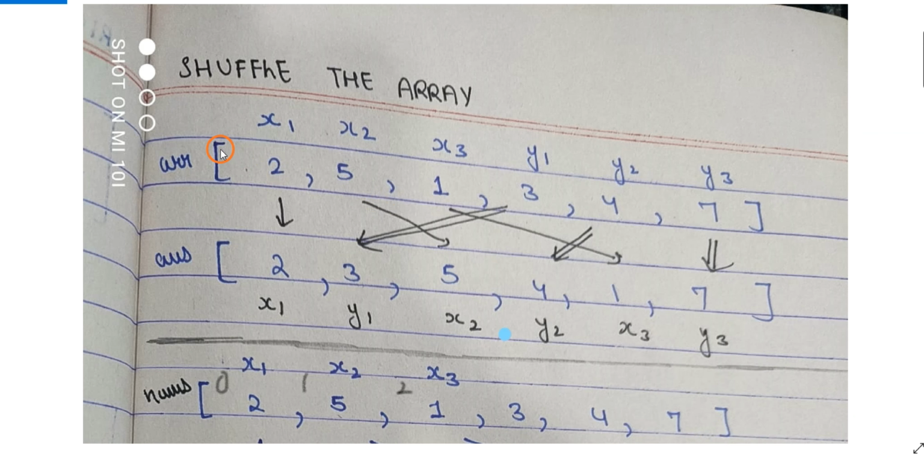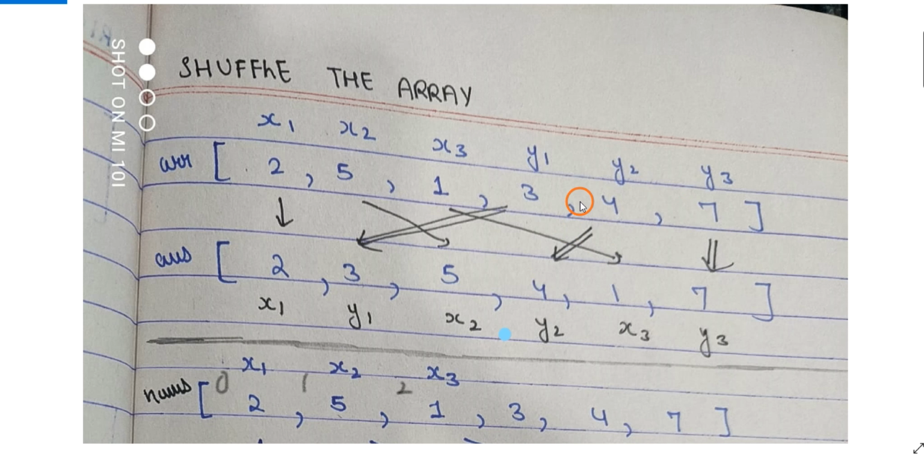See, this is our example number 1 of Leetcode, in which the elements in the array are something like this: 2, 5, 1, 3, 4 and 7. This is x1, this is x2, x3, y1, y2 and y3. So we have to return an answer array which would be something like this: x1 will come here, x2 will go here, x3 will go here, and y1 will come here, y2 here and y3 here.